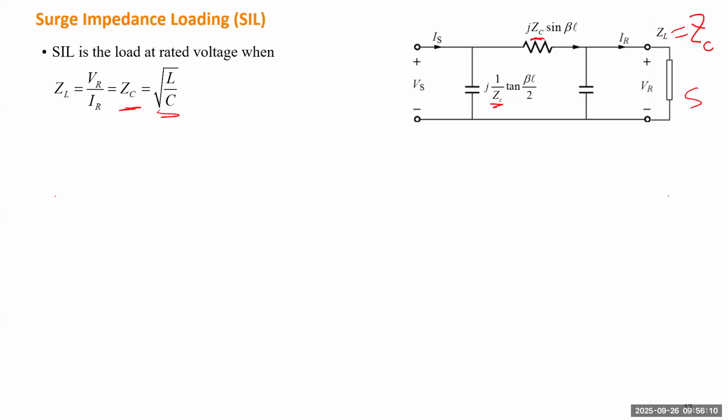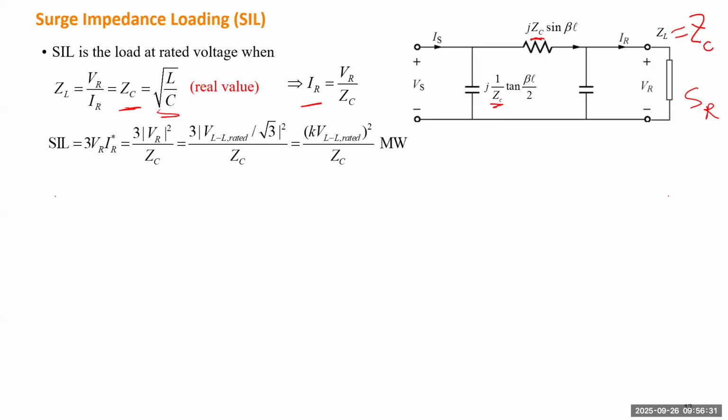Okay, so there will be a complex power here. That load will be called surge impedance load. But usually when we talk about load, we mean the active power, not reactive power. So this means we can calculate the current, which will be the load voltage divided by surge impedance. So what is surge impedance load?